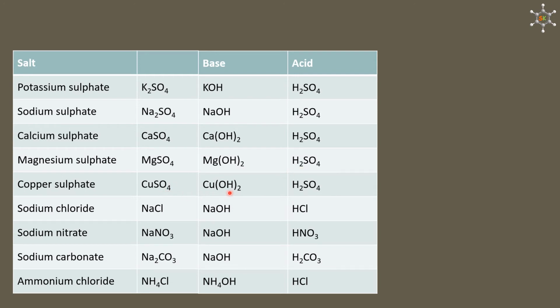Copper sulfate is made up of cupric hydroxide and sulfuric acid. Sodium chloride is made up of sodium hydroxide and hydrochloric acid. Sodium nitrate is made up of sodium hydroxide and nitric acid. Sodium carbonate is made up of sodium hydroxide and carbonic acid. Ammonium chloride is made up of ammonium hydroxide and hydrochloric acid.